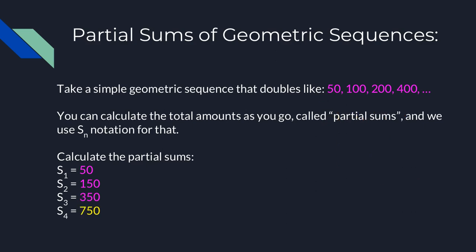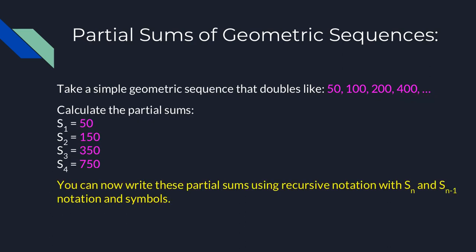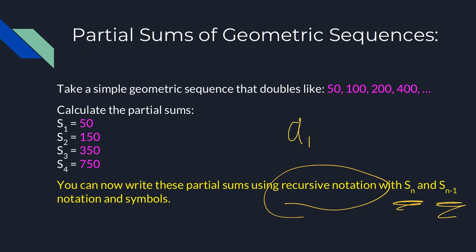And then the final sum that I'm asking you for here is the fourth partial sum, which would obviously be the sum of all the first four terms. Now, you can write these partial sums using recursive notation. Recursive notation uses S sub n and S sub n minus 1, a lot like when we did recursive notation of other sequences when we used A sub n and A sub n minus 1. So now we're using S sub n for the notation of including the sum.